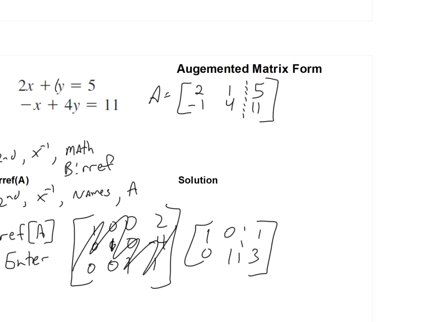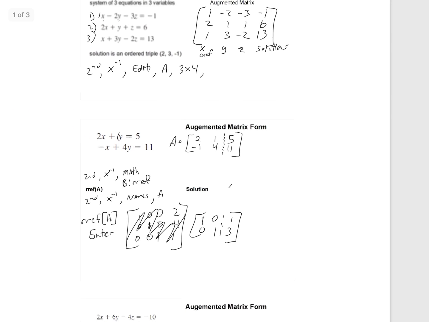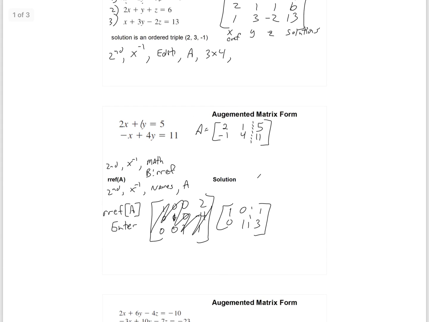So what that means is x is equal to 1, and y is equal to 3. In this row, there's no y, so it's just x, and in this row, there's no x, so it's just y. You could have solved this by any other method, but you would still get x equals 1 and y equals 3.